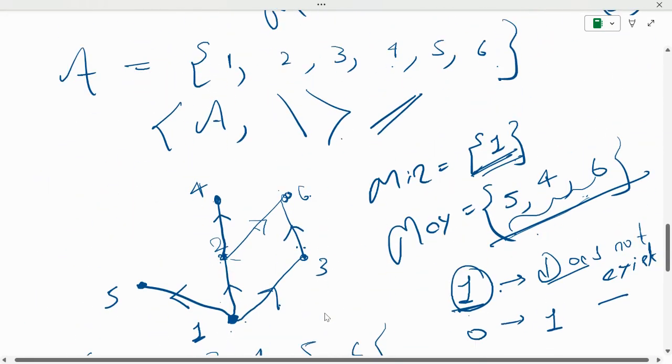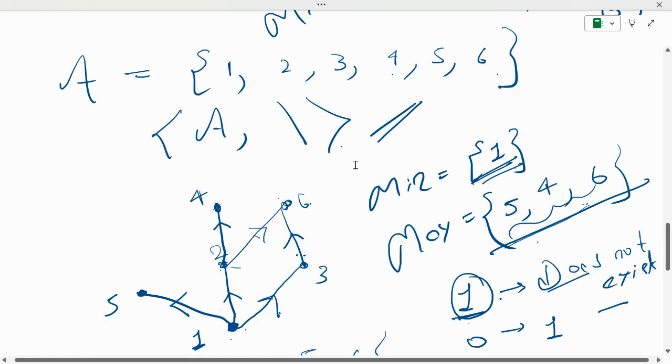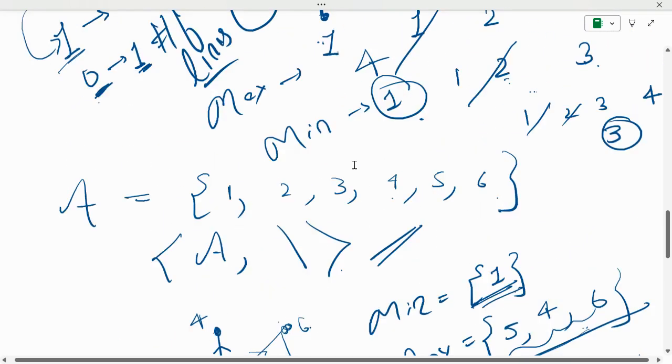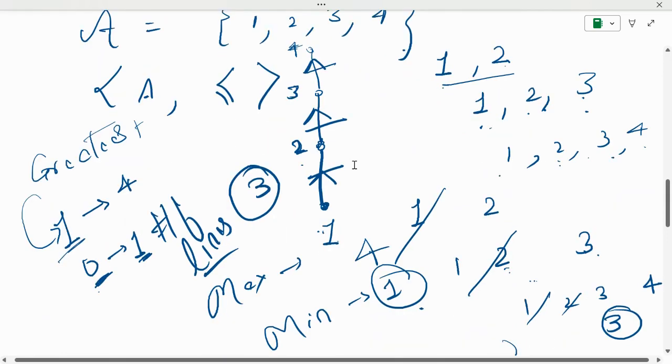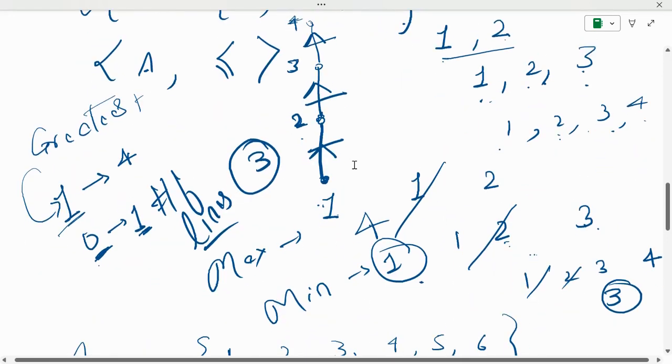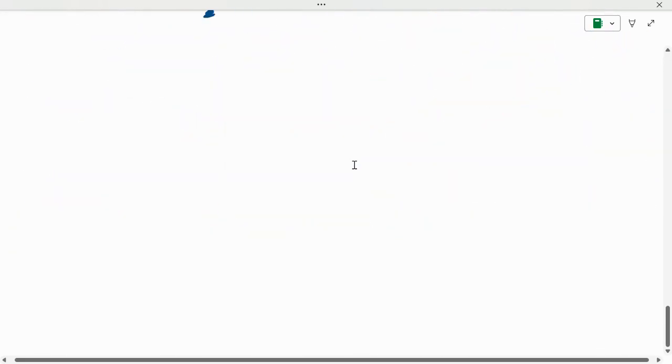And this is a smaller set. So this is the Hasse diagram for this set, and this is a very simple one. Okay, let's see a complex one like D24.